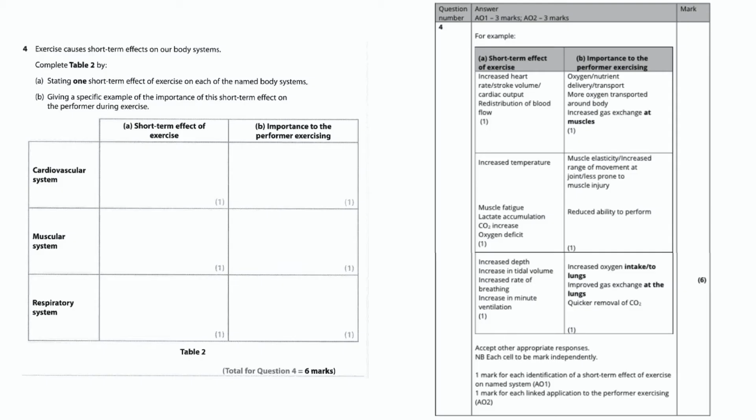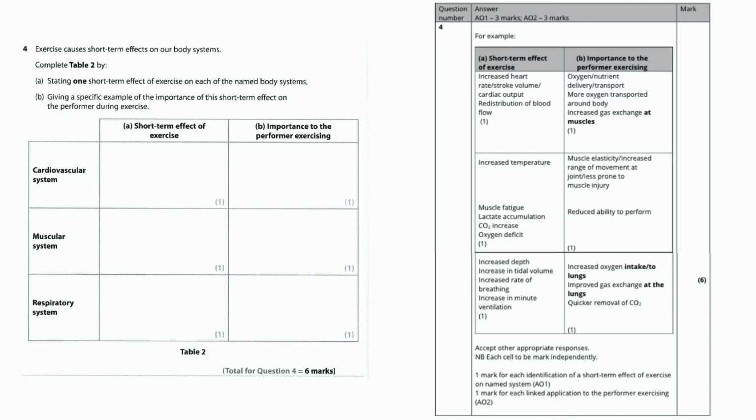The first question then, we've got a table. Exercise causes short-term effects on our body systems. Complete table 2 by stating one short-term effect of exercise on each of the named body systems, and then giving a specific example of the importance of this short-term effect on the performer during exercise. So we've got 3 different systems given. So the first one, the cardiovascular system.